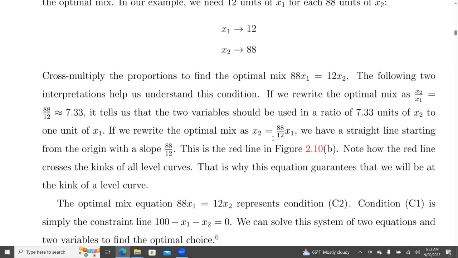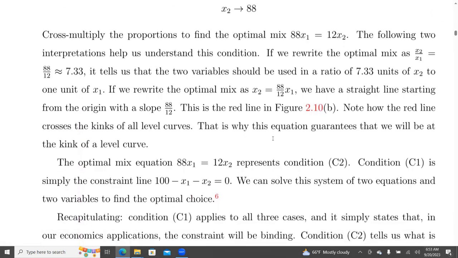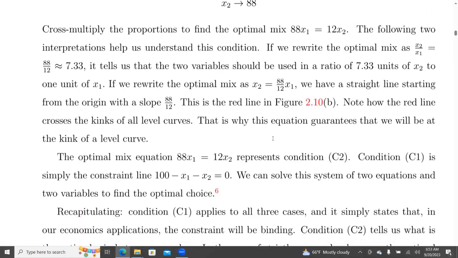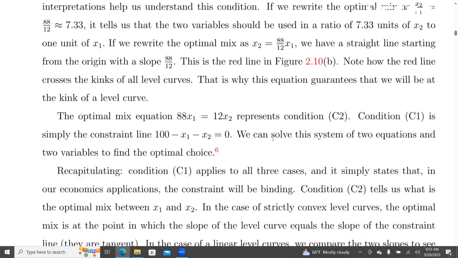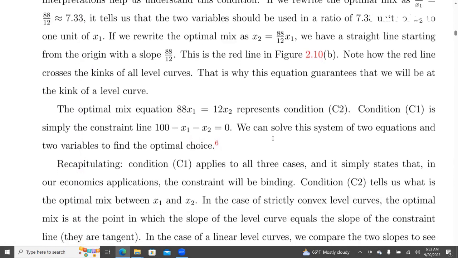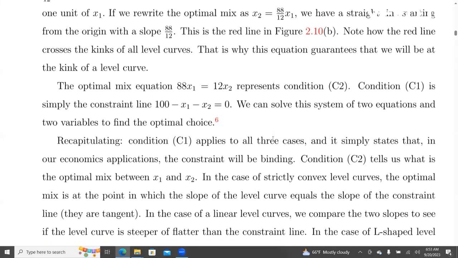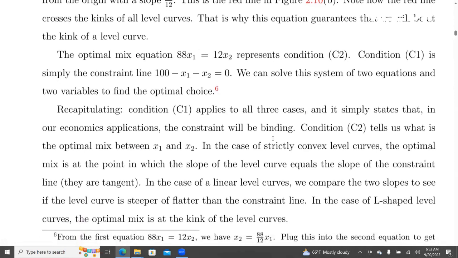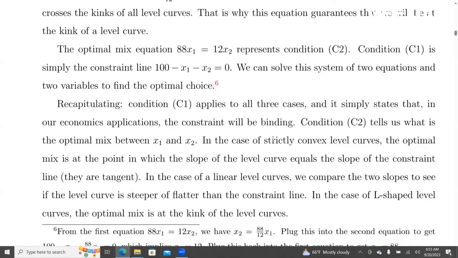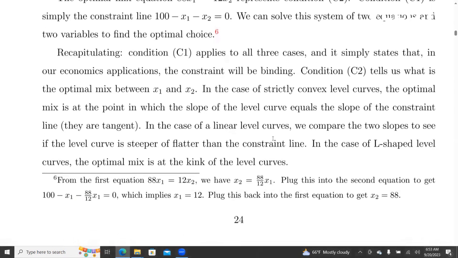If we rewrite the optimal mix as x2 equals that, we have a straight line starting from the origin with a slope. This is the red line. Note how the red line crosses the kinks at level curves. This is why this equation guarantees that we will hit the kink of the level curve. The optimal mix equation represents condition 2. Condition 1 is simply the constraint line. We can solve this system of two equations and two variables to find an optimal choice. We don't necessarily need the graph, it's simple as that.